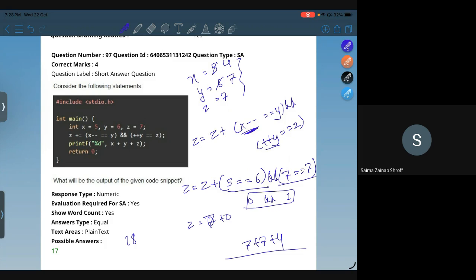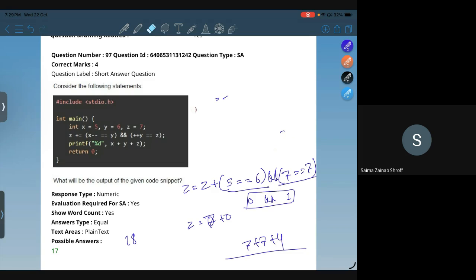Wait, one thing. In this AND operation, the instruction first solves this part. If it is true, then it solves the next one; otherwise it skips it. So what we are doing wrong here is, let me just delete all this.